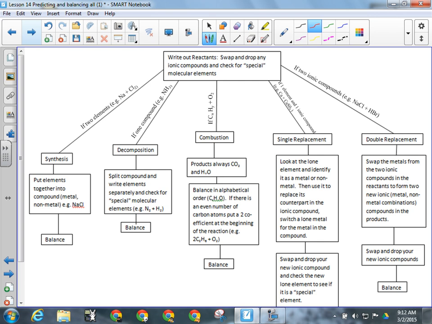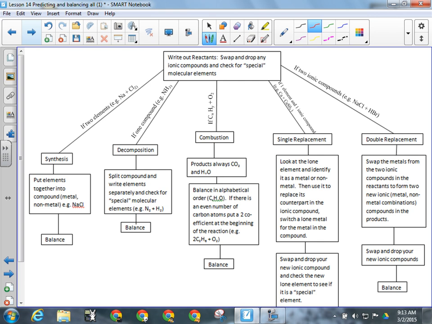So what we look at first here, the first step for all prediction reactions, is write out the reactants, because sometimes it's going to be given to you in words, not like it was there. It'll be written out with just the names. All right, swap and drop any ionic compounds and check for special molecular elements. You've got to do that in the reactants as well if it's given to you in words.